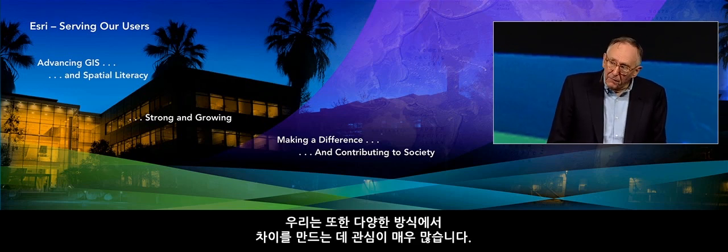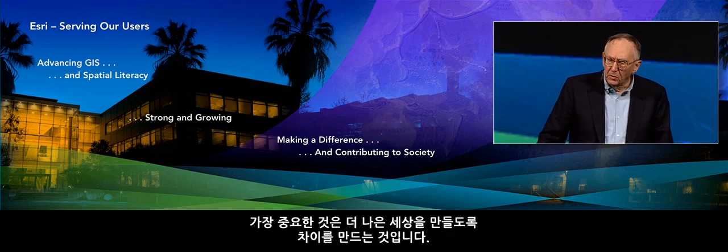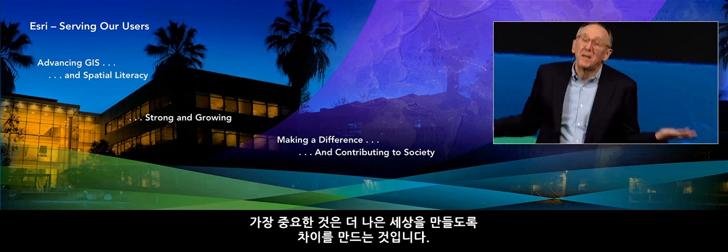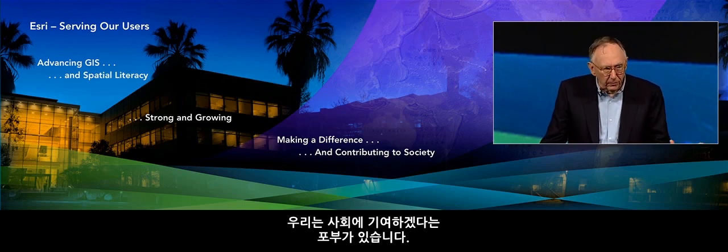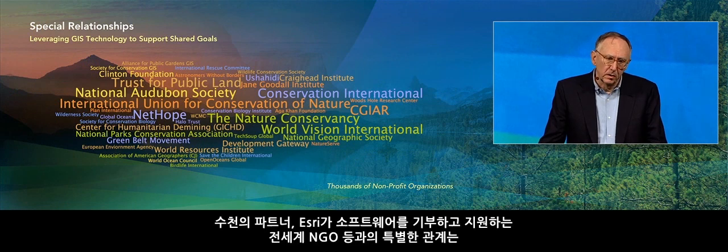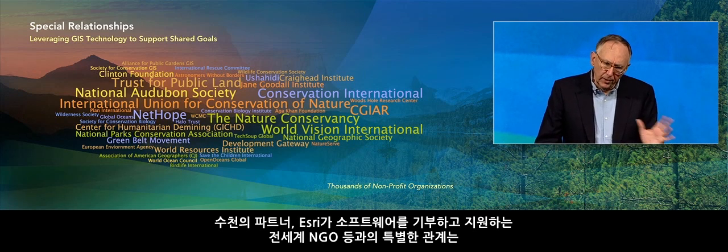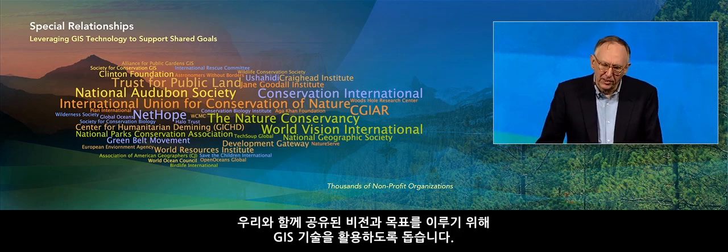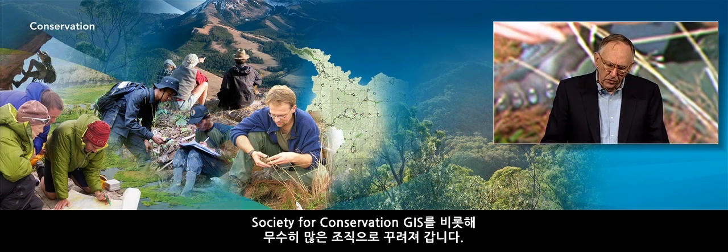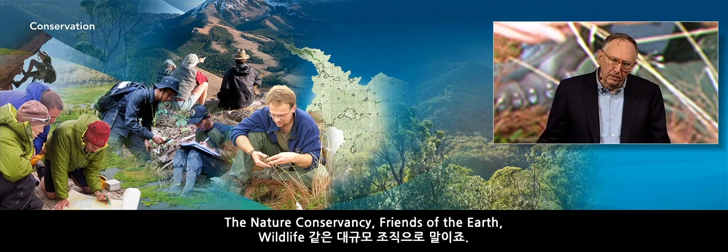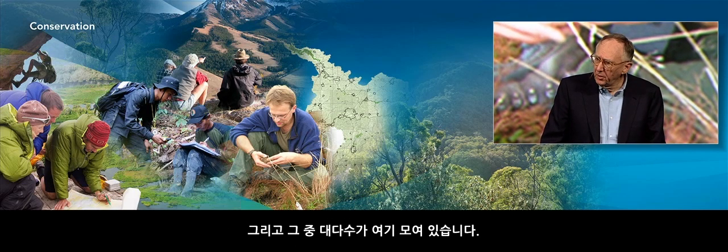We also are very interested in making a difference in many ways. The most important one is to make a difference to you so that you can make a better difference in the world, and that's how we see it. And then we also have ambitions to contribute to society, and we do that with many partnerships, special relationships like these, and thousands like them, NGOs all over the planet that we donate our software to and support to help us leverage GIS technologies for shared visions and goals. These exist in conservation, organizations like the Society for Conservation GIS, and countless other ones. Big ones like the Nature Conservancy, Friends of the Earth, Wildlife, all of it. And many of them are here.